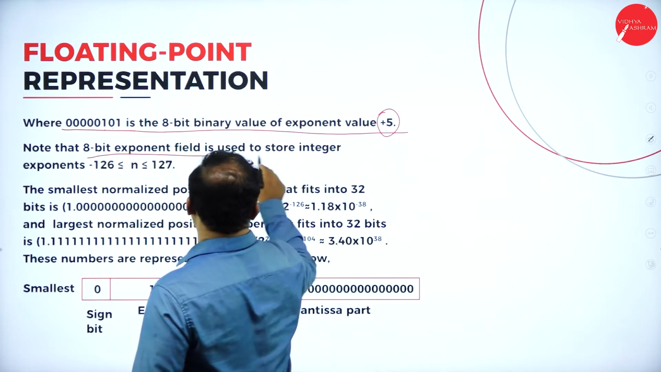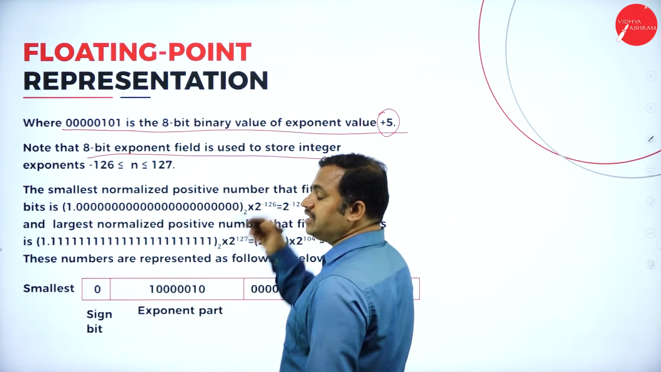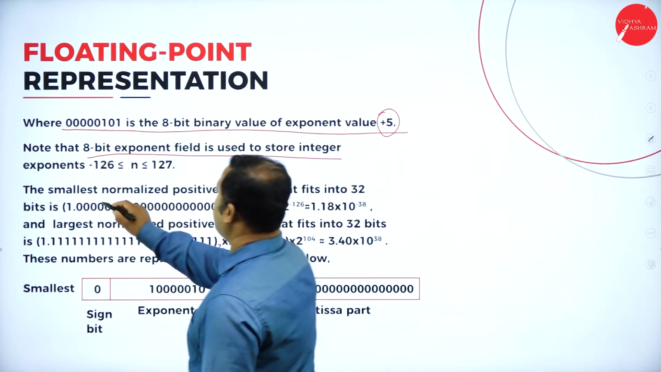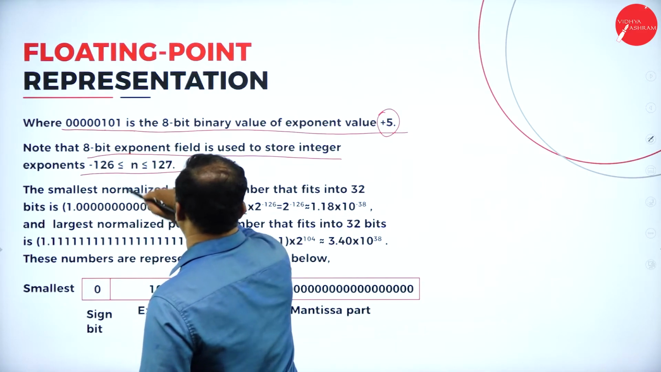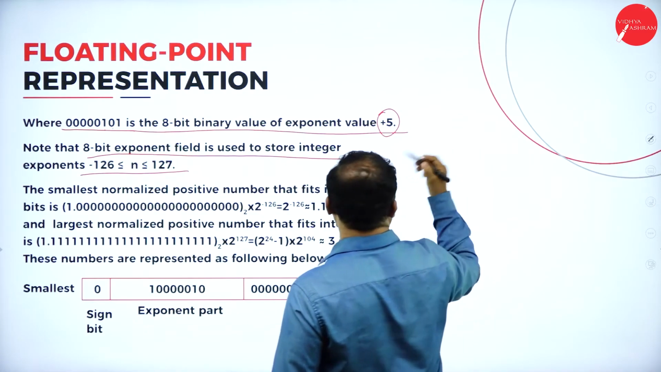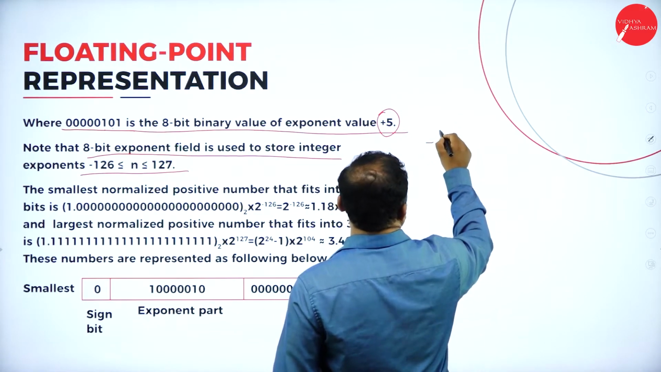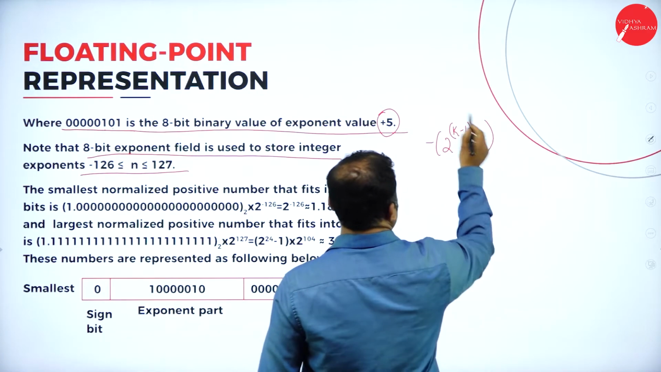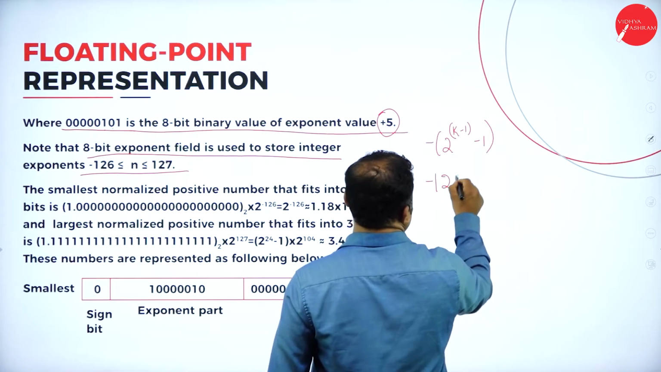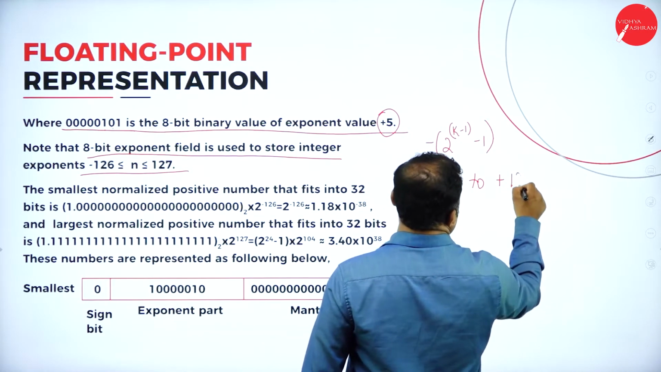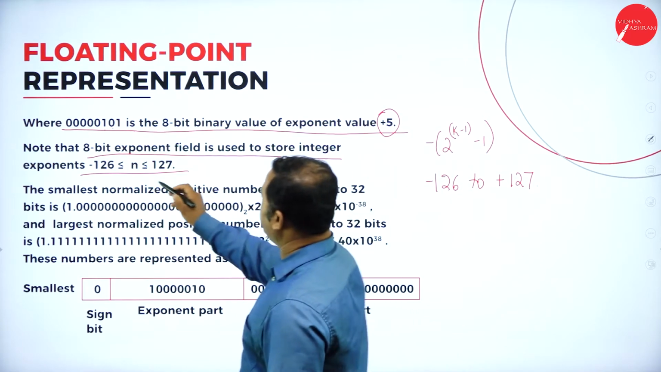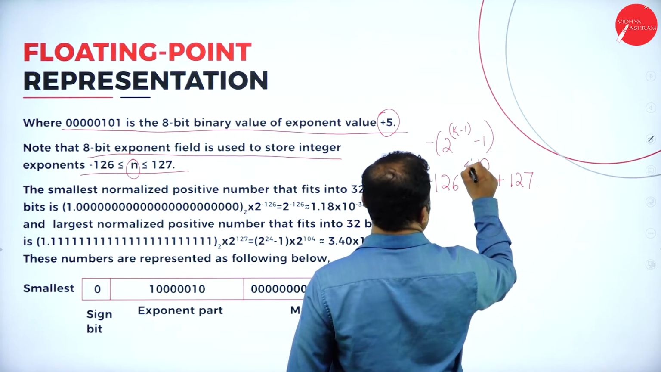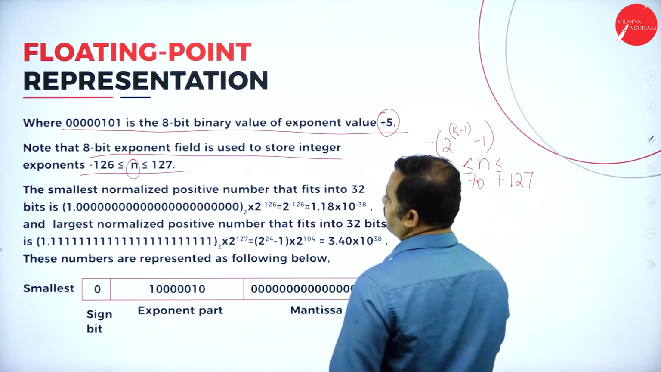The 8-bit exponent value field is used to store the integer. That is, we have 10 there. We have minus 53 there. So the smallest number which varies from this to this is this. As I have already explained, minus 2 to the power of k minus 1, minus 1. That is this: minus 126 to plus 127. What is the meaning of that? The value n varies between this. If that is the case, n must be greater than or equal to minus 126 and less than or equal to 127.